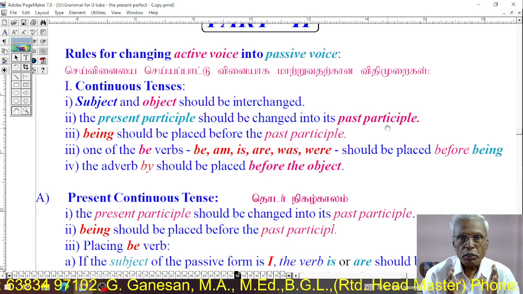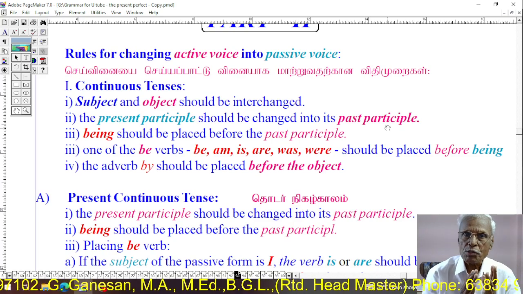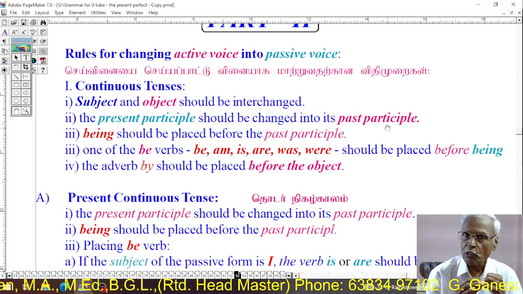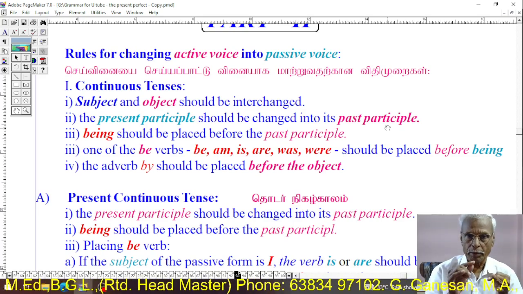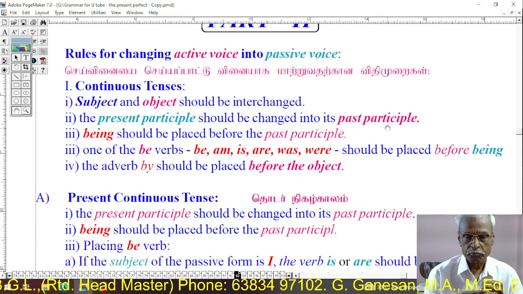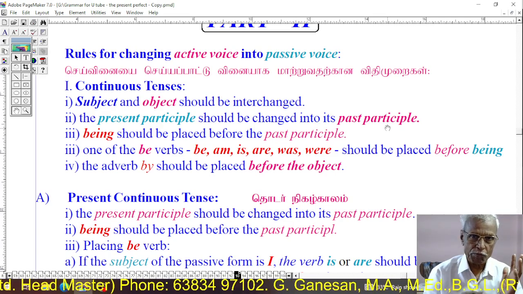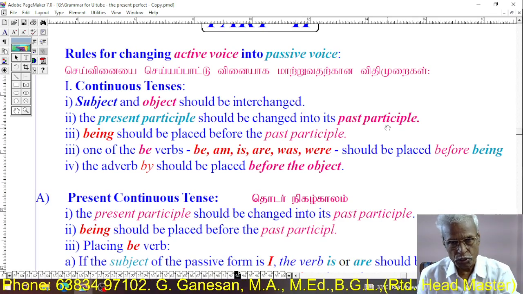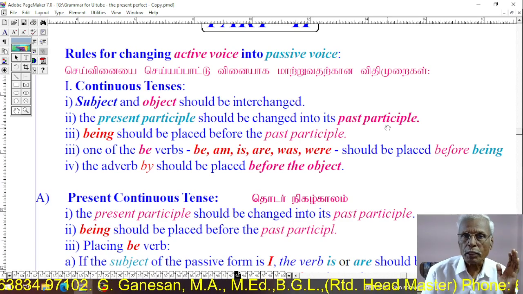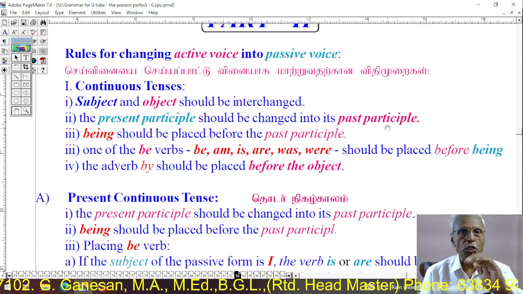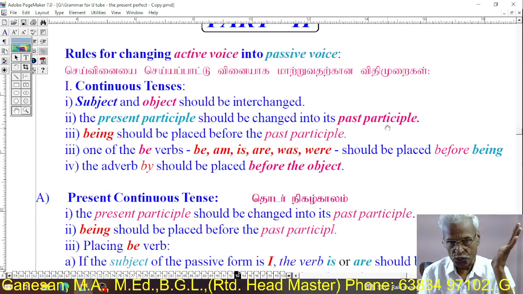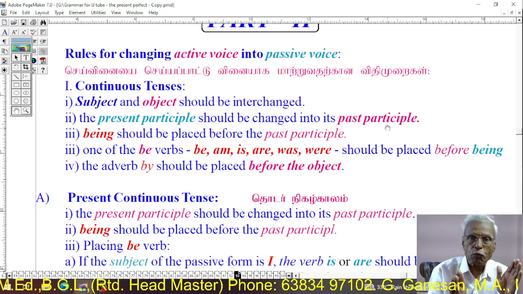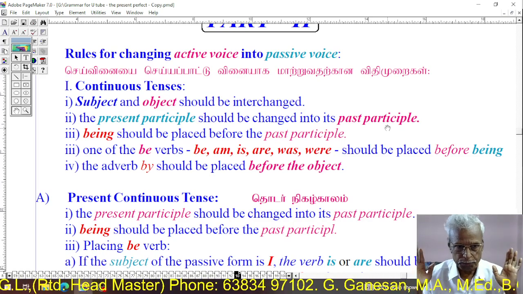Dear students, in continuous tenses, in present continuous and past continuous, there will be two verbs. One is the present participle, the main verb, and the other is the be verb. Any one of the 5 be verbs, am, is, are, was, were, would be used for the present and past continuous tenses. What are the be verbs we should use according to the subject? That we are going to see.